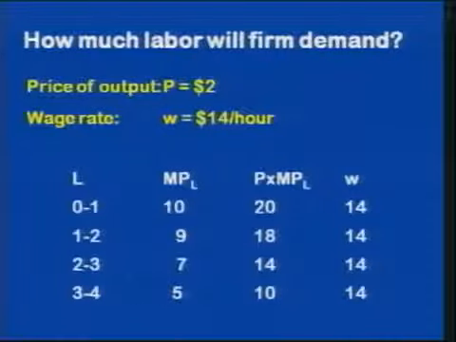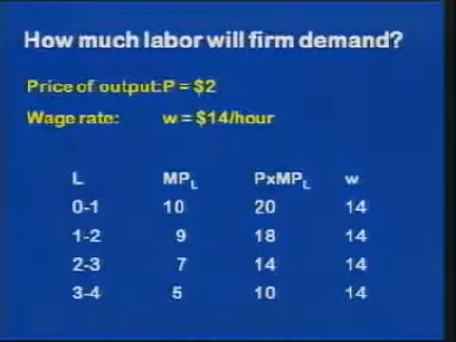On the third unit, the extra revenue is 14 because the marginal product is 7, and you have to pay them exactly 14. Let's just say that when it's a tie, they'll go ahead and do it. In reality, it's never exactly a tie, so it doesn't really matter. But the firm will not hire, in this case, the fourth worker because the extra revenue from doing so is less than the wage rate.